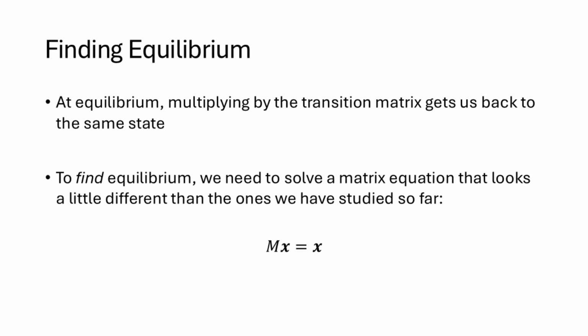So equilibrium is going to be this state at which multiplying by our transition matrix doesn't change anything. So we're looking for a vector x for which Mx is just equal to x again. And this is a different kind of equation than the equations that we've been studying so far. So how do we solve it?